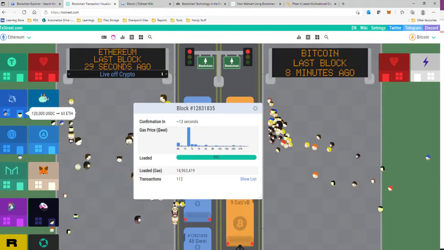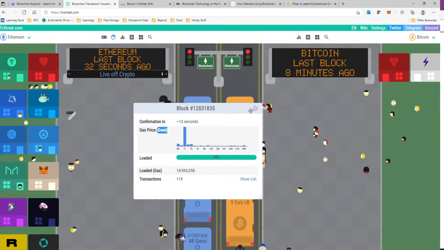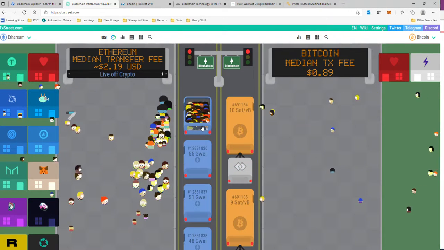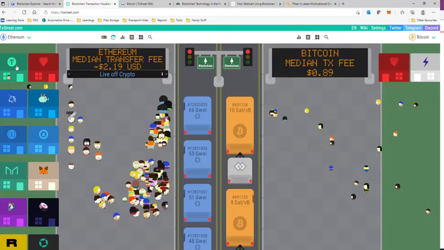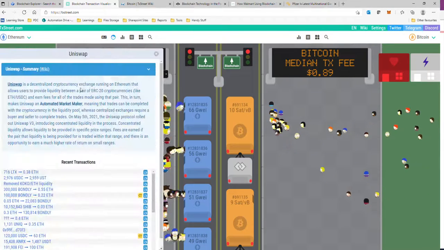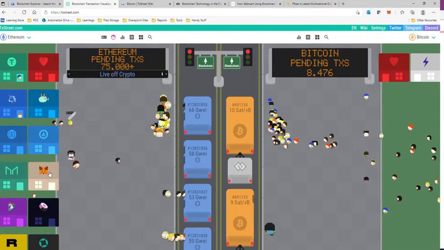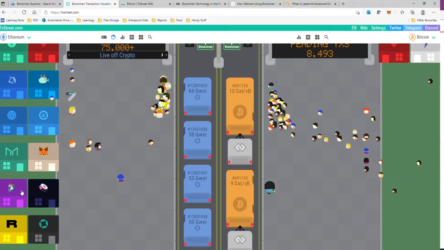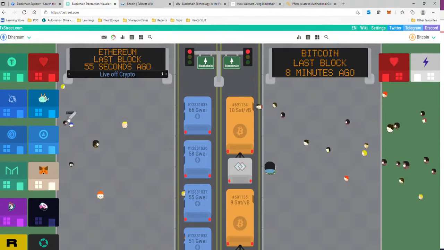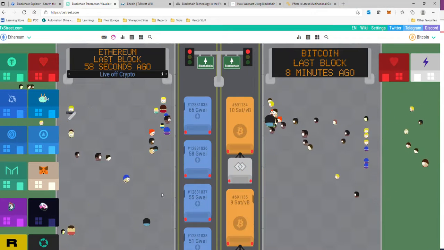Similarly, you can see the number of transactions and the gas price. The gas price is basically the transaction fee. It's measured in Gwei, which has an equivalent value in Ethereum. And these are all the transactions coming from different areas. For example, this is from Uniswap, which is a decentralized exchange. This is also MetaMask. This one I don't use, but this is 1inch. And there are some other transactions coming from other networks.